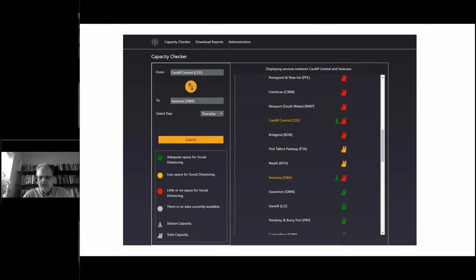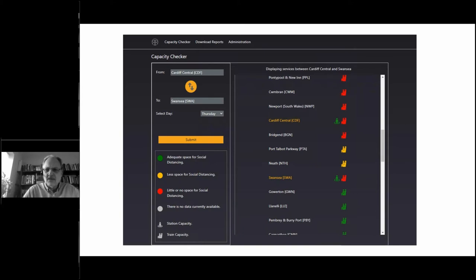So here is a view of an internal test system. This is live for Transport for Wales, but this is our view of it because some of the algorithms are still being developed. So here I set up a journey from Cardiff to Swansea. I did this on Tuesday, but I set it up for Thursday. So this is what should have happened this morning.